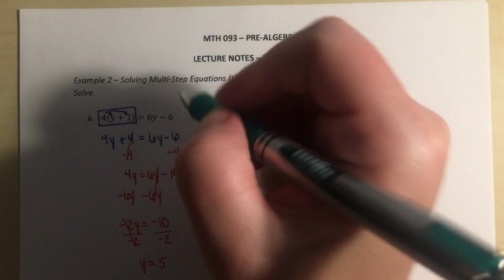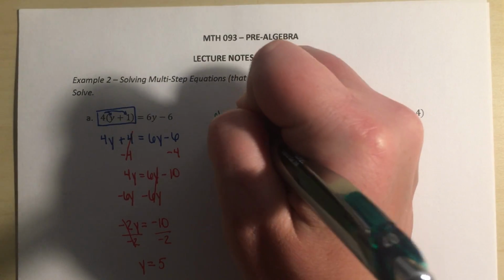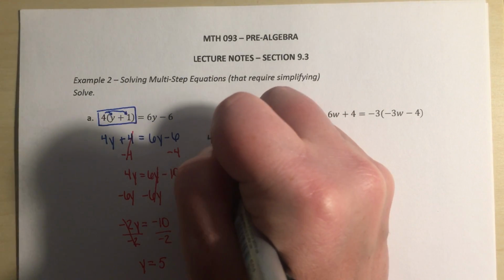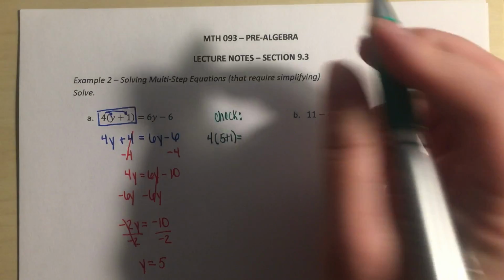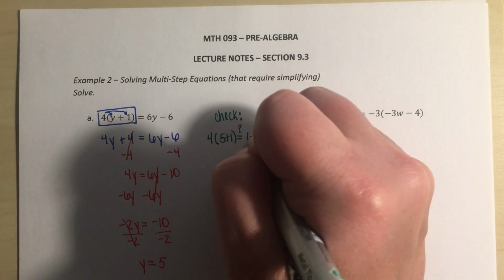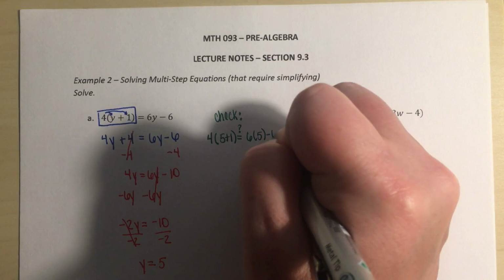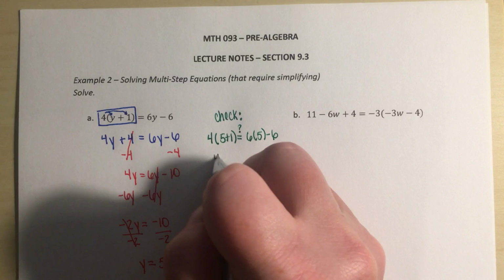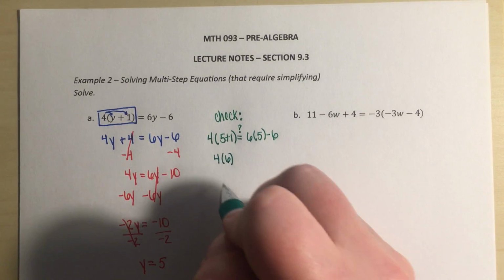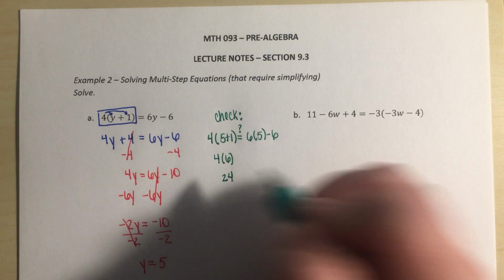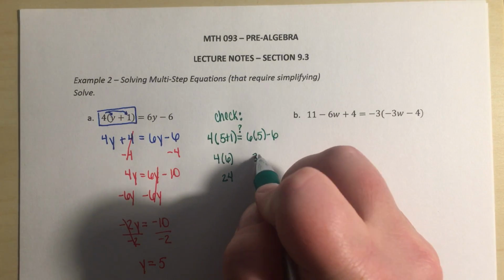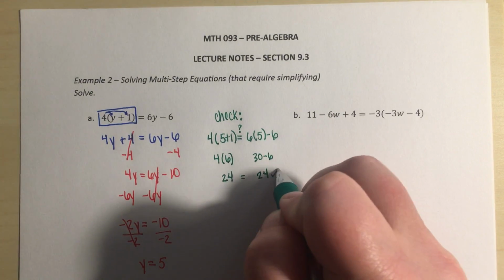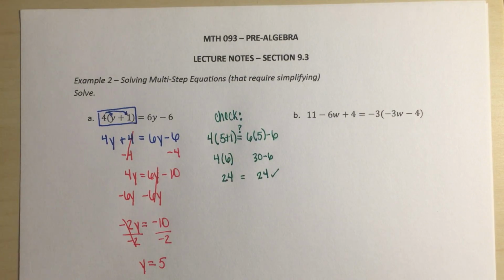For these examples, just like we could for our previous problems, we can plug in our numbers to check. 4 times (5 plus 1), and we want to see if this is equal to 6 times 5 minus 6. 4 times 5 plus 1, well, that's 4 times 6. 4 times 6 is 24. Over here, 6 times 5 is 30. 30 minus 6 also equals 24, so our check is good.